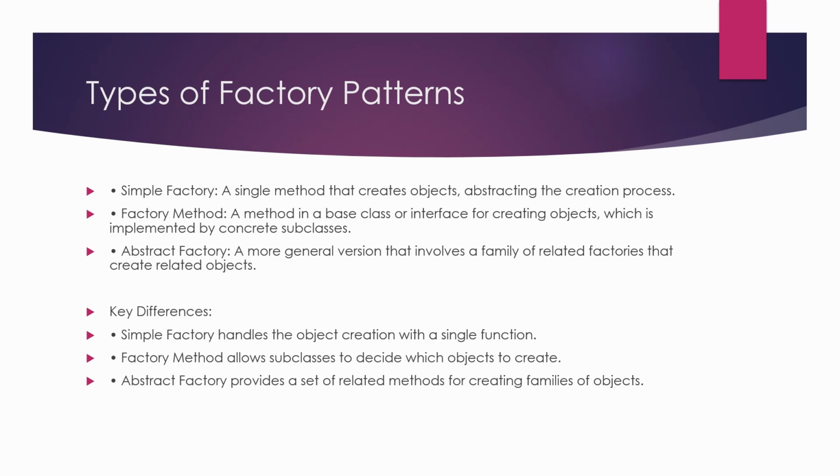There are three main types of factory patterns. The simple factory pattern, where a single function handles object creation. The factory method, where an abstract method is defined for creating objects and concrete subclasses implement this method. The abstract factory, which provides a family of related methods for creating families of objects.